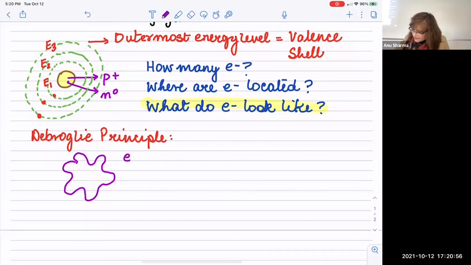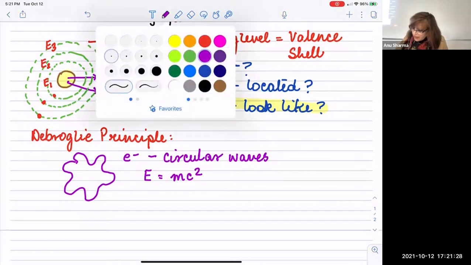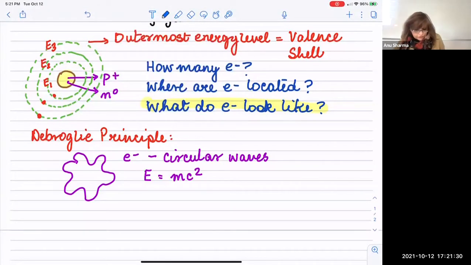This is de Broglie's idea: electrons are circular waves, and these waves are found around the nucleus. And what is the energy of these waves, or the energy of these electrons? We know it is equal to mc squared, which is the basic energy given by Einstein's equation.